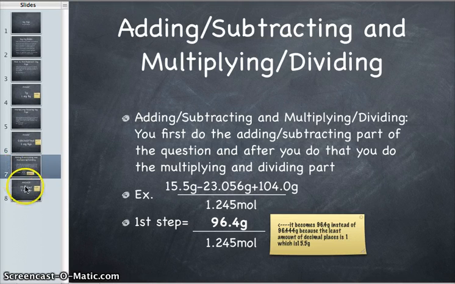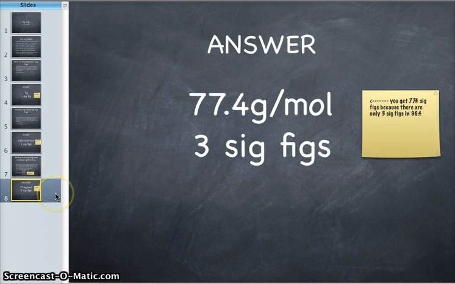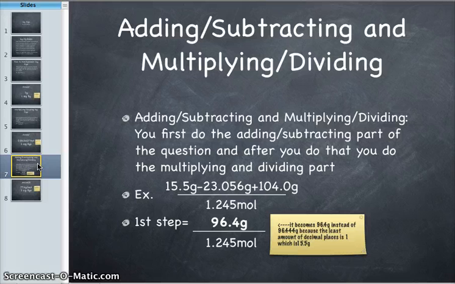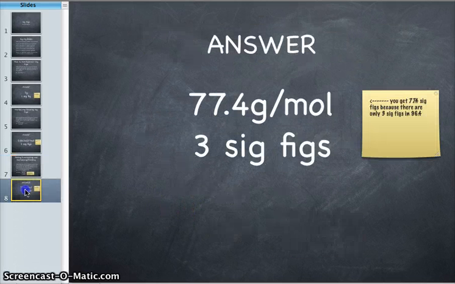And when you divide it, you get 77.4 grams per mole, and that's because in the question 96.4 grams divided by 1.245 moles, 96.4 grams has the least sig figs, which is 3 because every number counts besides 0. So you have 9 is 1, 6 is 2, and 4 is 3, so that's 3 sig figs. So you get 3 sig figs.